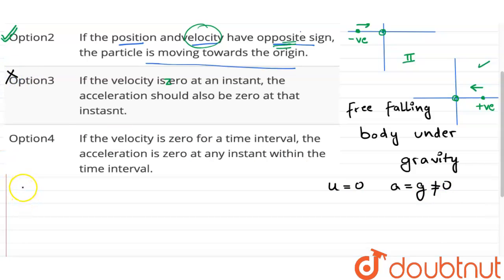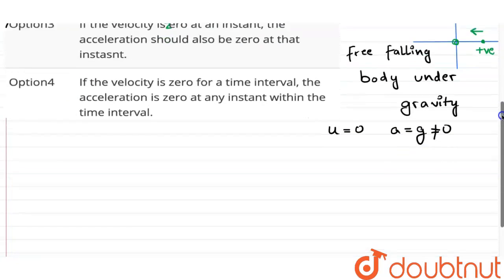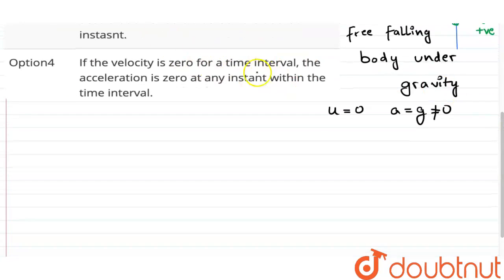Moving on to option 4. Option 4 is saying if the velocity for a time interval is 0, the acceleration is 0 at any instant within the time interval. So now we are talking about a time interval, and we observe that v equals u plus at. If acceleration is 0, velocity is 0.